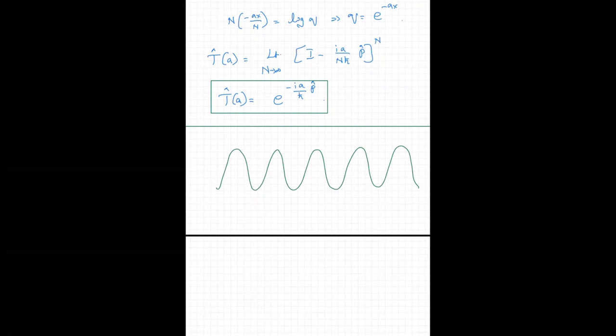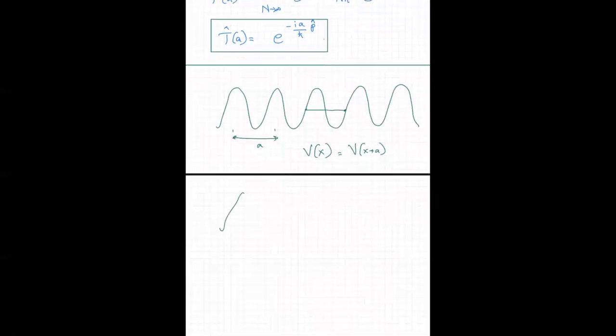What does this mean? Suppose the distance from the center of this guy to the center of this guy is A. Then this potential has a very nice property: if I look at V of x and move by an amount A, the value of the potential is exactly the same. Suppose I'm here and I move by an amount A, the height of this hill is exactly the same as the height of the hill here. Okay, so this is an example of a non-translationally invariant potential.